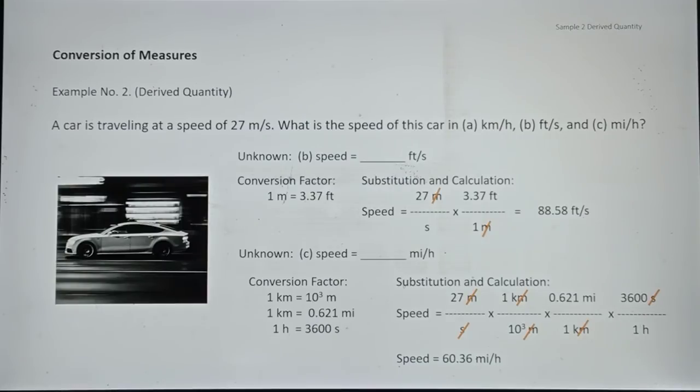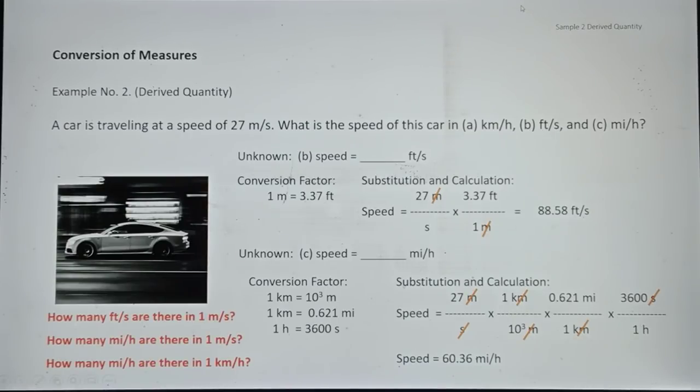With this result, 27 meters per second is equal to 88.58 feet per second and 60.36 miles per hour. And in letter A, 97.2 kilometers per hour. How many feet per second are there in 1 meter per second? How many miles per hour are there in 1 meter per second? And how many miles per hour are there in 1 kilometer per hour? So these are additional questions for your assignment.